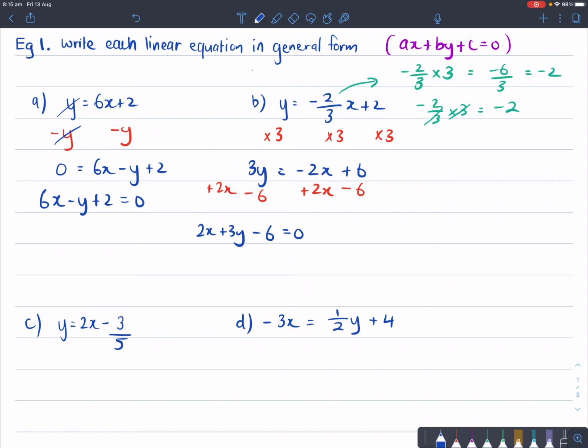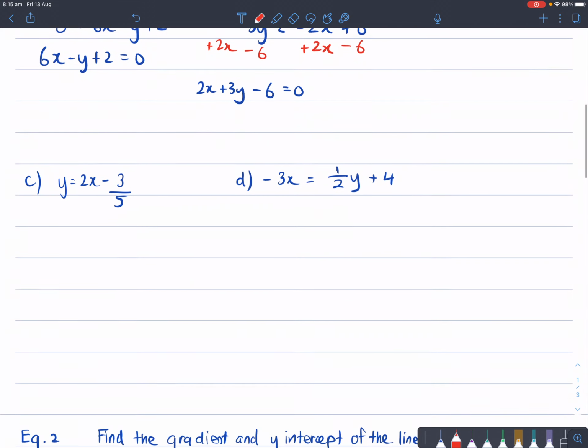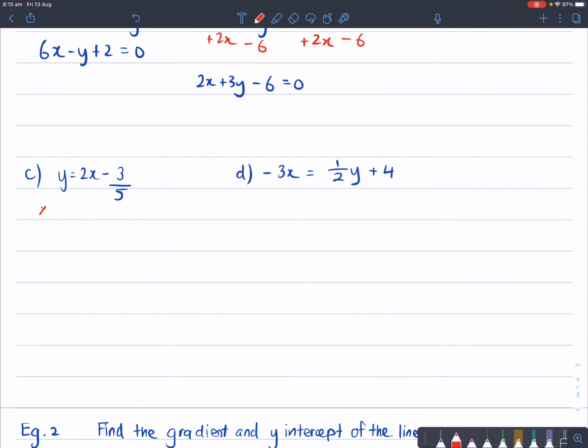Let's move on. Question C is also another question with a fraction. What you'll notice is that there's a 5 divided on the bottom. So we're going to do the same thing as before. We're going to multiply by that 5 to all 3 of the terms on the left and right side of the equation. So 5 times y is 5y. In the middle, 2x times 5 is 10x.